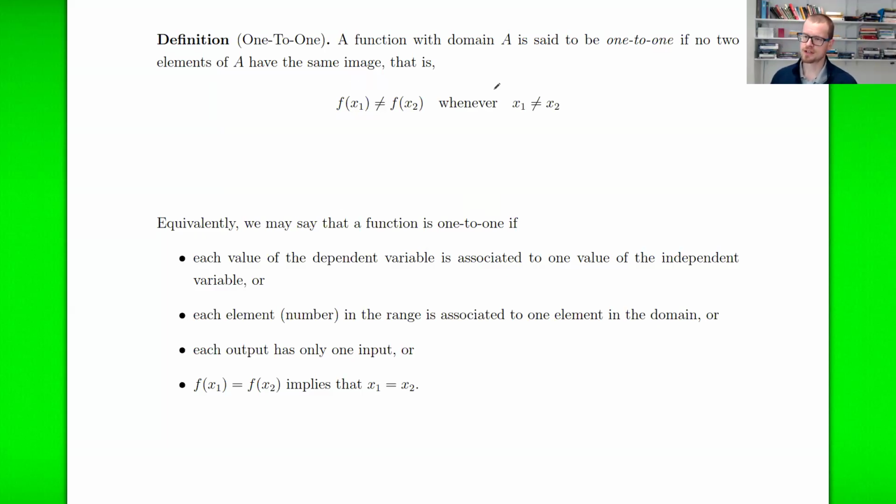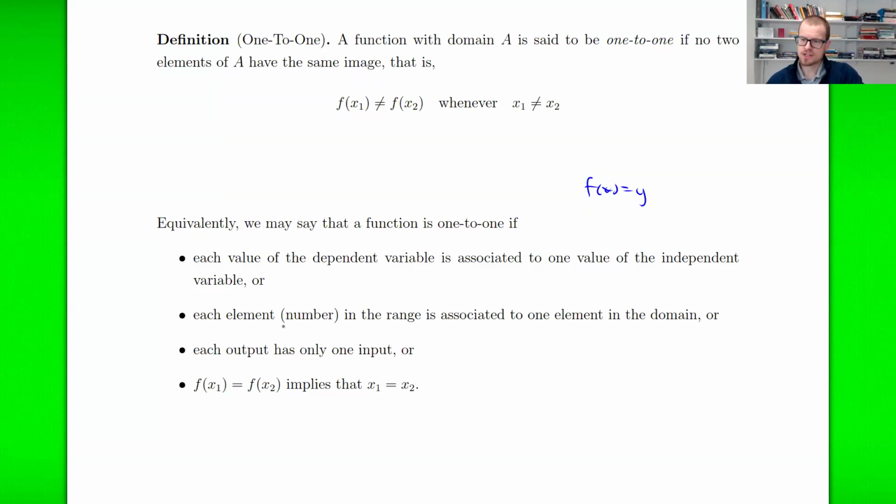So here's our definition. Equivalently, we may say each value of the dependent variable is associated to one value of the independent variable. So if we have f of x is equal to y, right? X is the thing that we're plugging in. That's the independent variable. Y, or simply f, is the dependent variable.